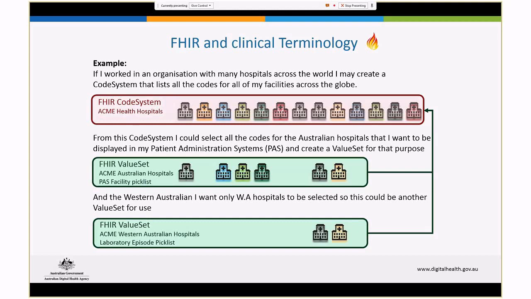I'll also highlight that a value set doesn't have to pick codes from the same code system. I can select codes from one code system, codes from another, and put them into my value set. My value set might have codes from numerous other code systems. It's just a collection for use.